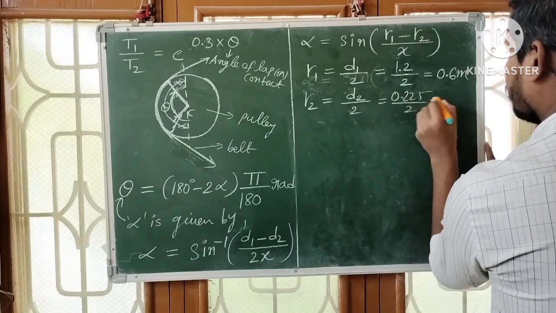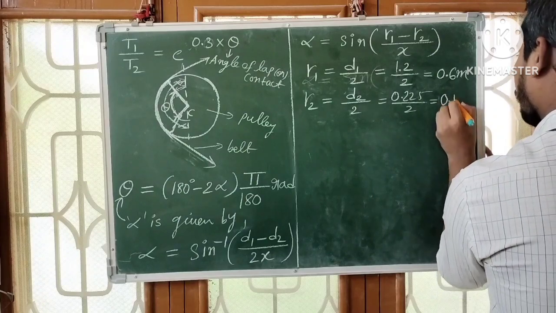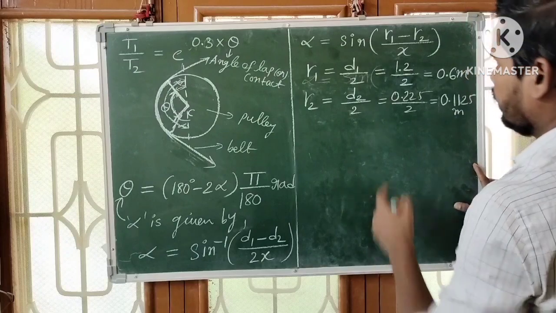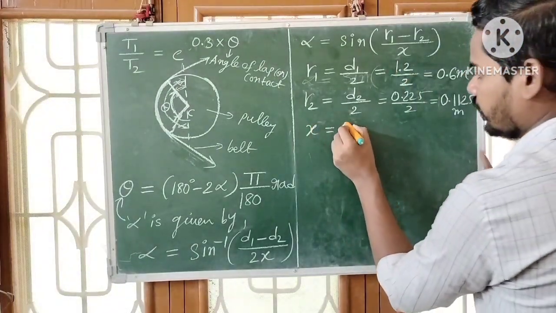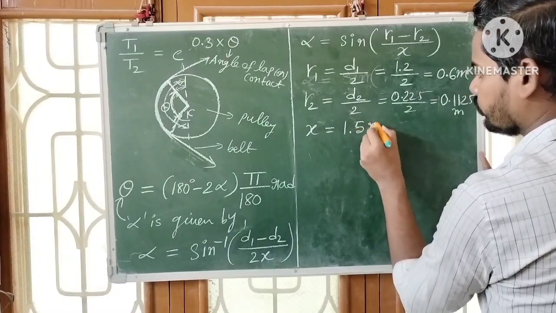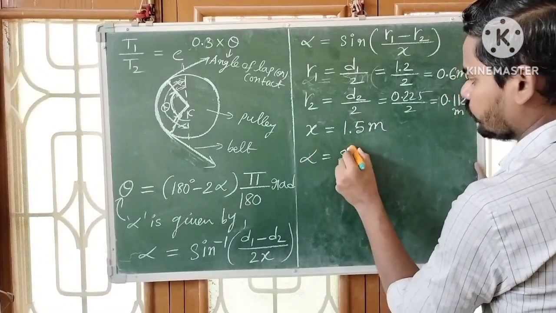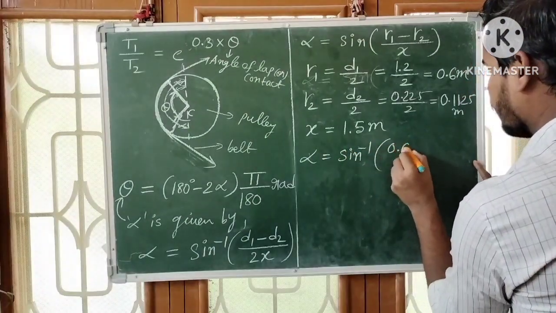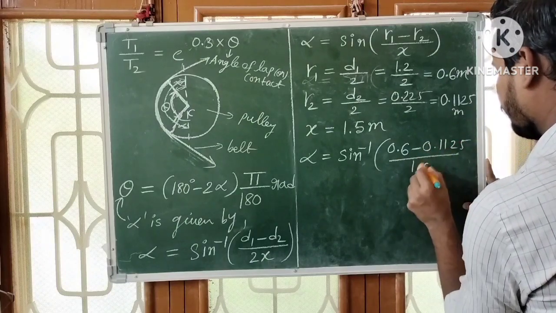0.225 by 2 means 0.1125 meters. X is equal to how much? Given distance between centers of two pulleys is 1.5 meters. Okay. Next. Now alpha is equal to, substitute all the values, sine inverse of (R1 minus R2) by X, 0.6 minus 0.1125 by 1.5.